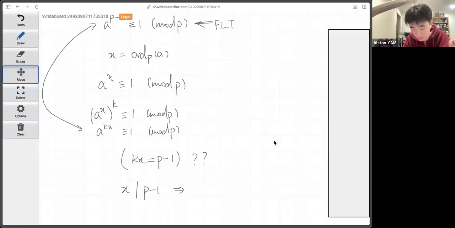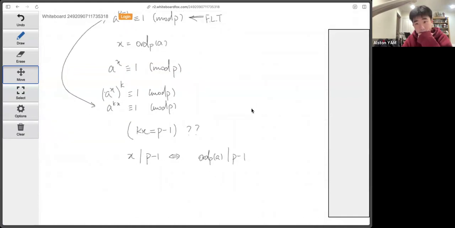And if X divides P minus 1, let's think back to what X is. X is the order of A with respect to P, and that would divide P minus 1 for prime. That's pretty cool. So what we have here is actually called the fundamental theorem of orders.